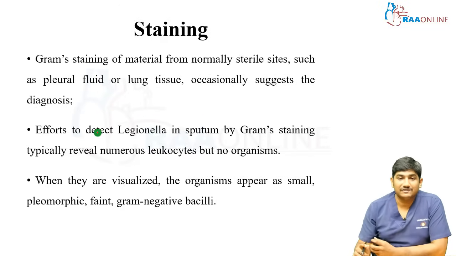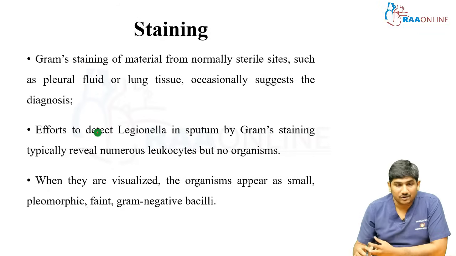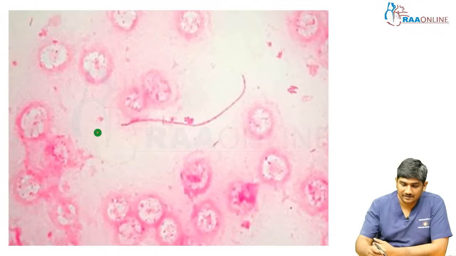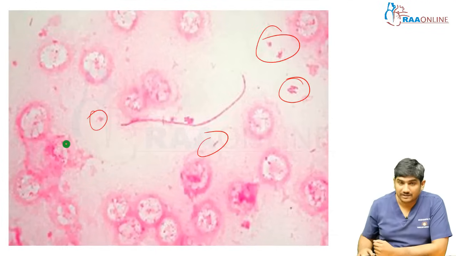When they are visualized, the organisms appear as small, pleomorphic, faint gram-negative bacilli. So it is extremely difficult to actually identify them in the gram stain at all. Can you see that? It's going to be very, very small in quantity.